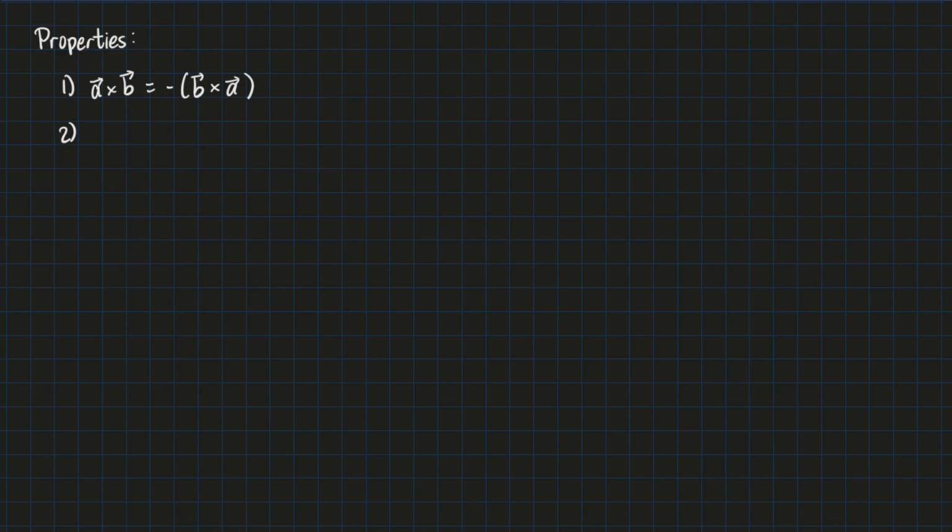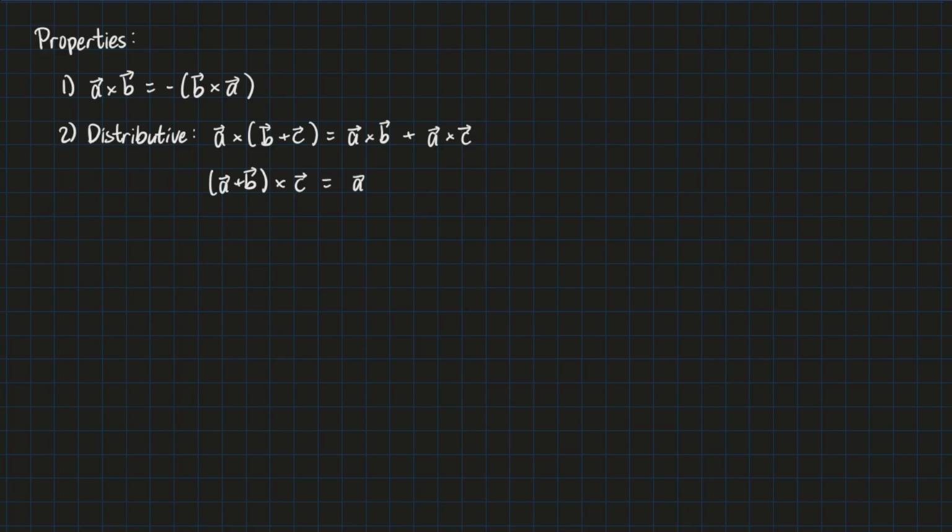The second property is that it is distributive over addition. Vector A cross the sum of vectors B and C is equal to A cross B plus A cross C. And also, A plus B cross C is equal to A cross C plus B cross C.